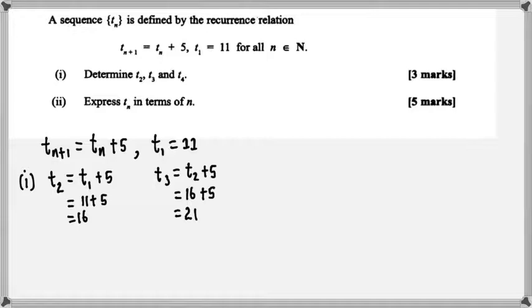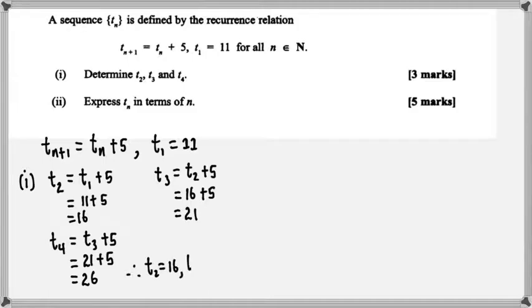And then lastly, to get T4, you substitute n equal to 3. That would give you T4 is equal to T3 plus 5. T3 is 21, so you substitute 21 here, and you would have 21 plus 5 is 26. Then you tie up the whole question by saying, therefore, T2 is 16, T3 is 21, and T4 is 26. That's the first part of the question.